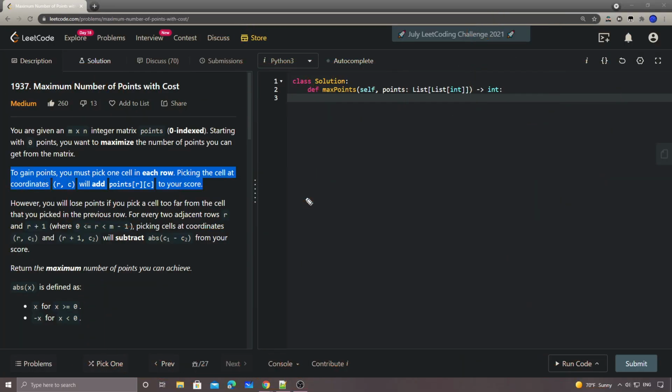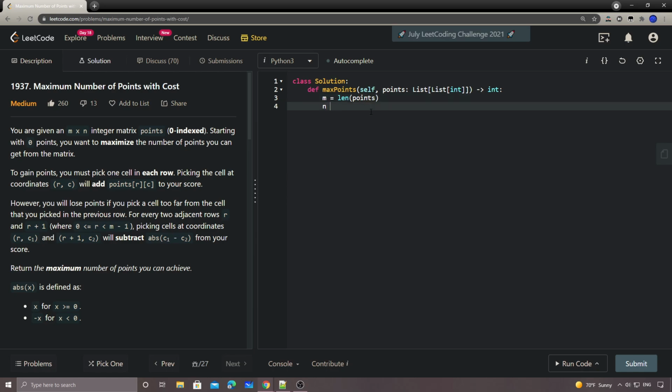Yep. So I think that's it, right? I guess then we can start coding, right? We have this one point, m and n, right?